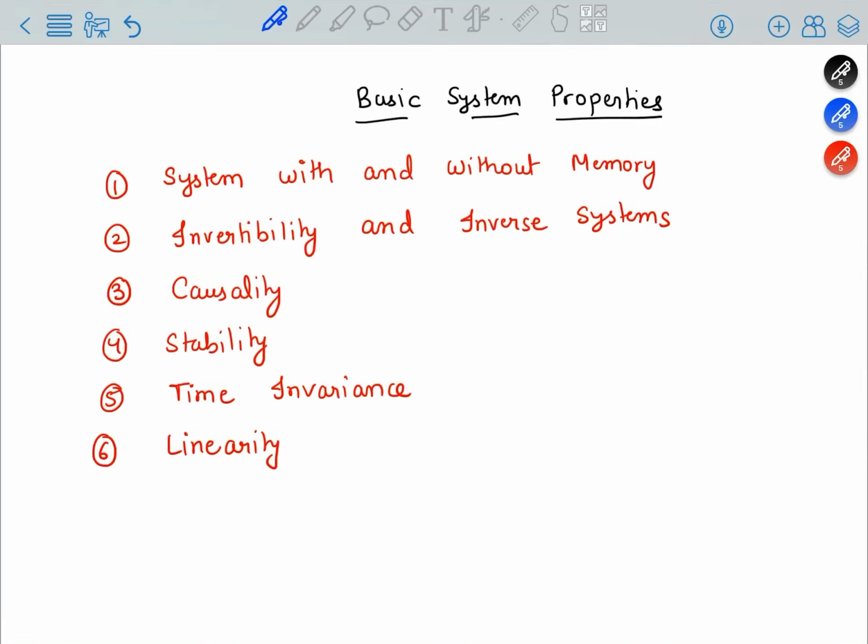Hello everyone. So we are discussing basic system properties. In the previous video we have seen the system with and without memory, and we have also seen some examples to understand this topic. Now we will move on to the second property, which is invertibility and inverse system.